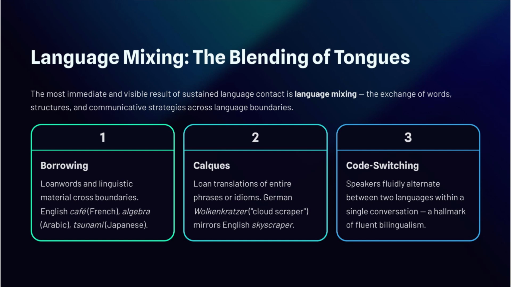The second type is calques, or loan translations. In this case, the idea is translated literally rather than borrowed directly. The third type is code switching, when bilingual speakers alternate between languages in the same conversation. Code switching is very common in multilingual societies and reflects real linguistic flexibility rather than confusion.